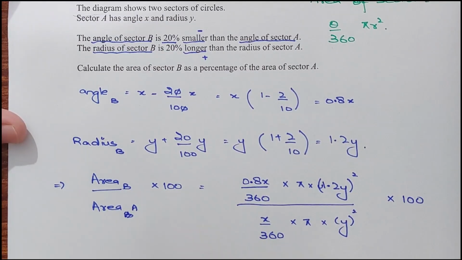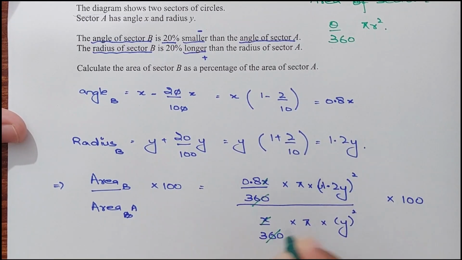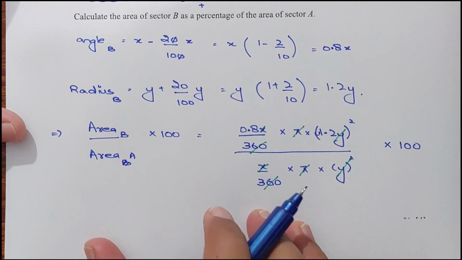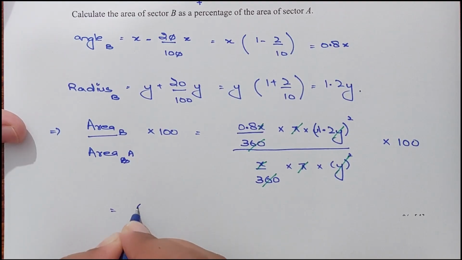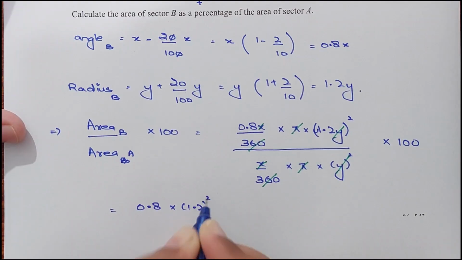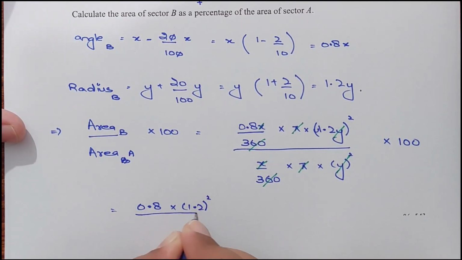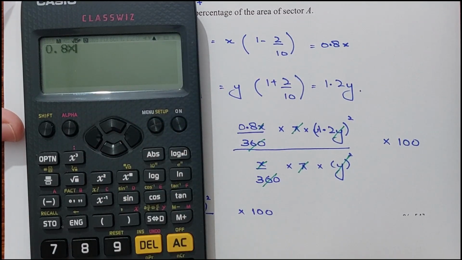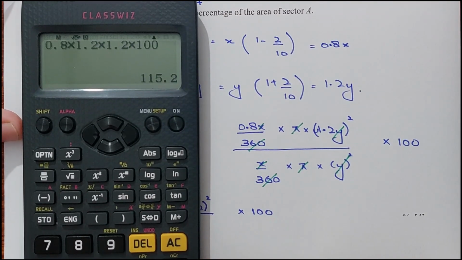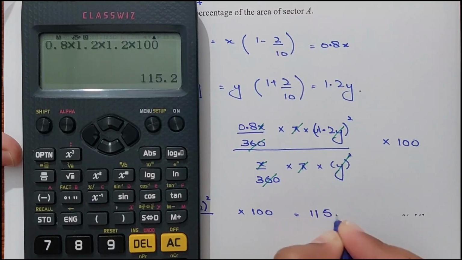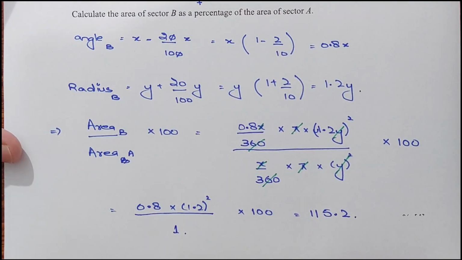Cancel the like terms. x is cancelled with x, 360 with 360, pi with pi, y square with y square. What is left? We have 0.8 times 1.2 square in the numerator, and in the denominator we have nothing, just 1 is left, multiplied by 100. Okay, 0.8 times 1.2 times 1.2 times 100 is 115.2. This is the answer.